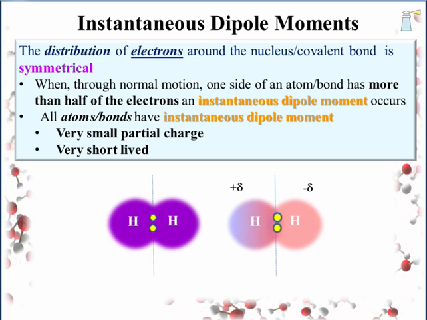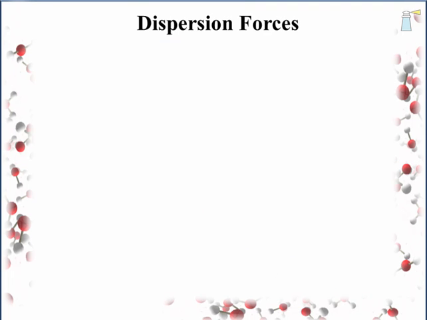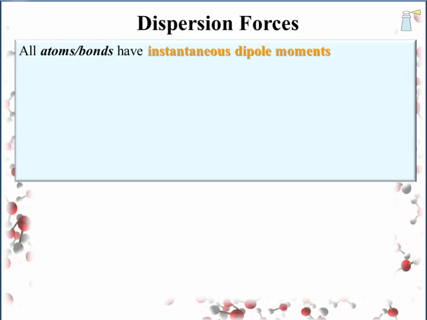The question becomes whether the instantaneous dipole can participate in intermolecular bonding. The answer is a resounding yes. It is present in all matter-matter interactions at the atomic and compound level. These forces are called dispersion forces. All atoms and bonds have instantaneous dipole moments. It is just a product of the motion of electrons.